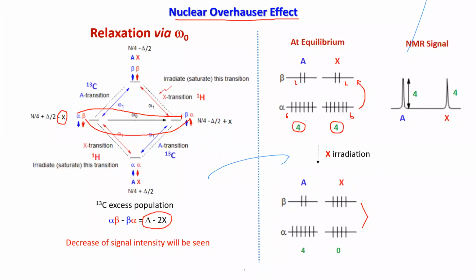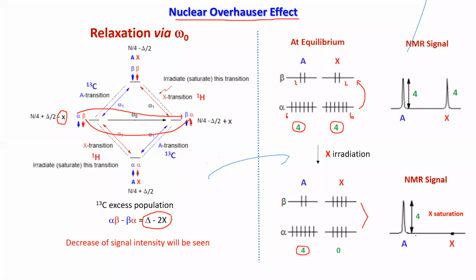Now at this point, how will the NMR signal come? I will see the signal only for A, because you have the excess nuclei for A, which is 4. And here X is 0, so we will not have any signal. That is what we call saturation. Did you get the point?